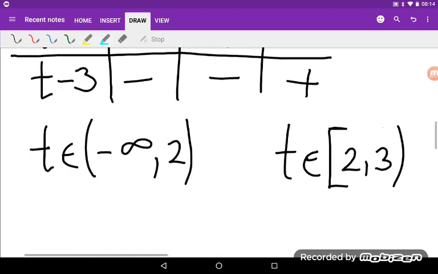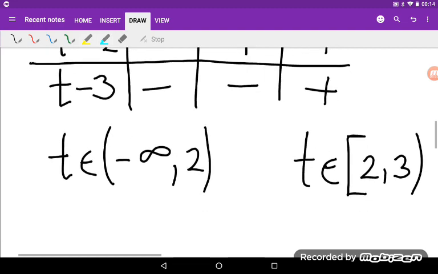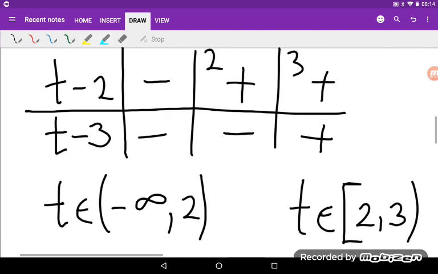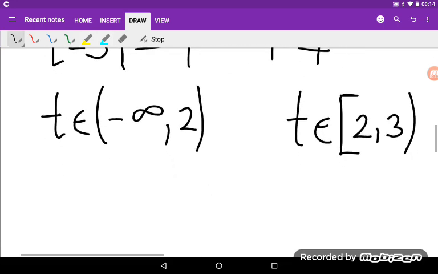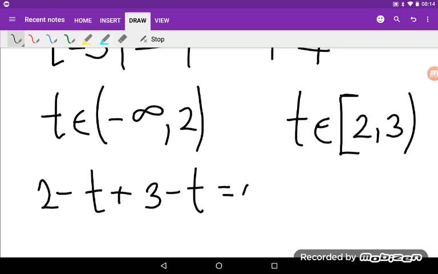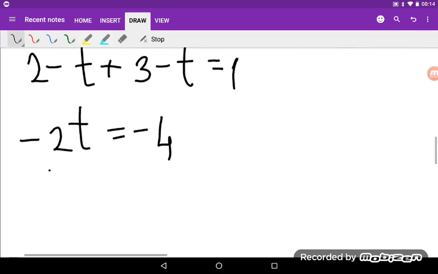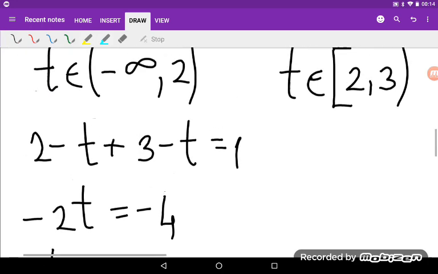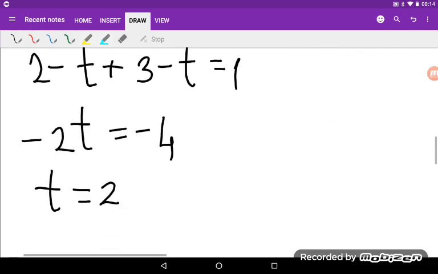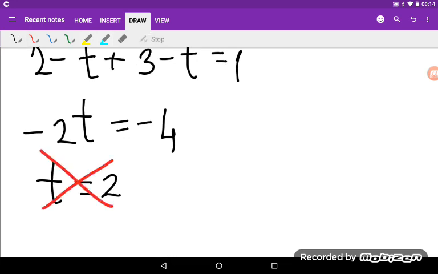So for this first case I have minus and minus, so that will be 2 minus t plus 3 minus t is equal to 1. So I have minus 2 times t is equal to minus 4, so t is equal to number 2. But actually number 2 is not included in this interval, so it's not a valid solution.